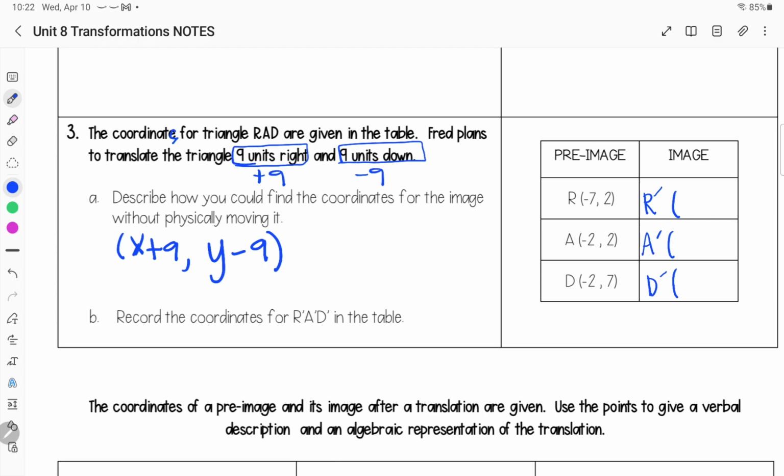I can take and put in -7. So my original point was -7, -2. Now what I need is to add 9 to this and subtract 9 from this. So if I'm at -7 and I add 9, my new point would be 2. If I'm at -2 and I subtract 9, I'm going deeper into the negative, so now I'd be at -11. There's my first point. Do the same thing for A prime and D prime.